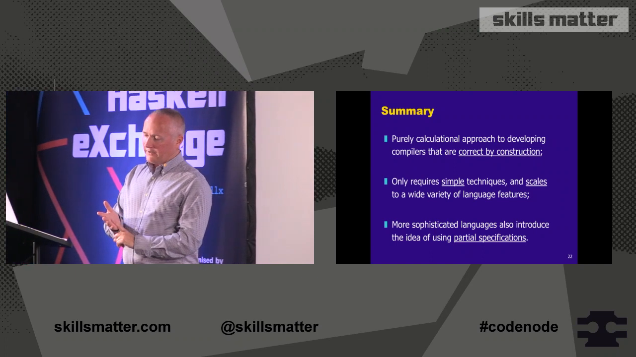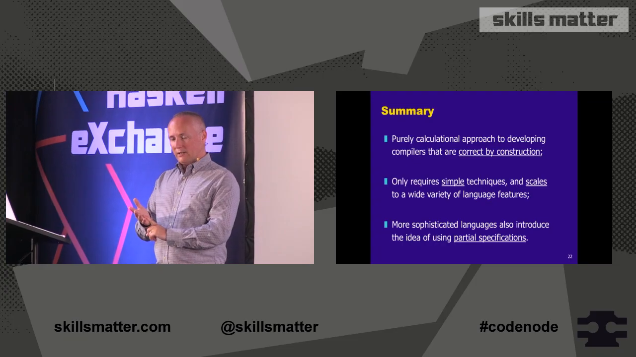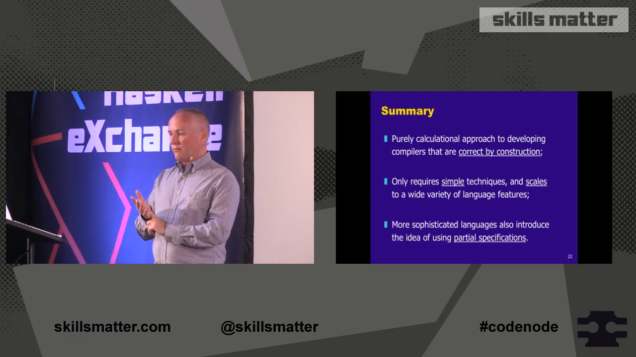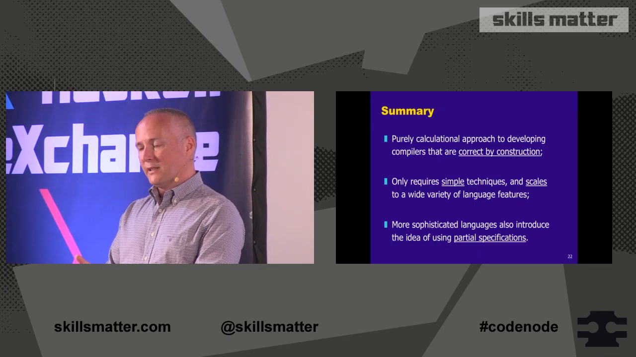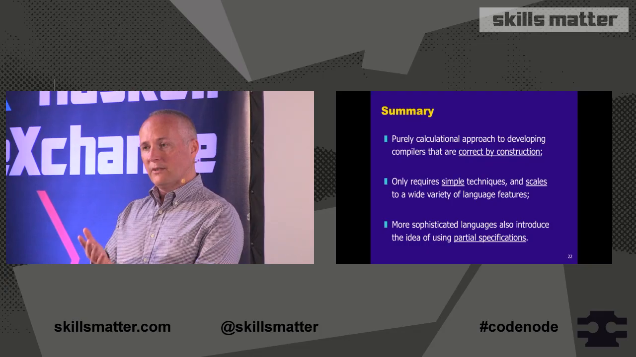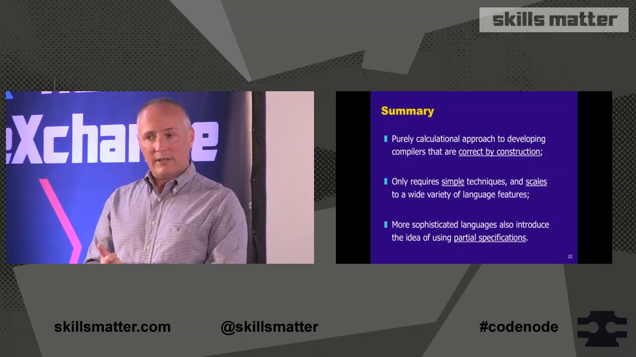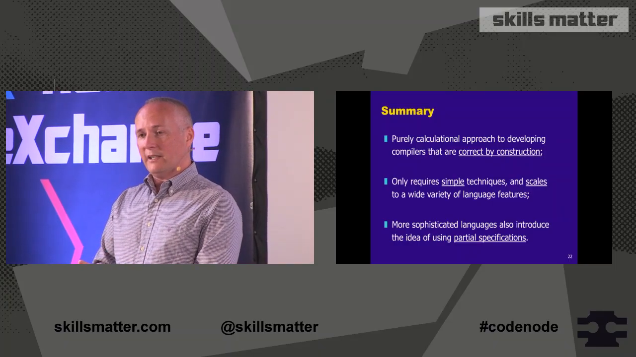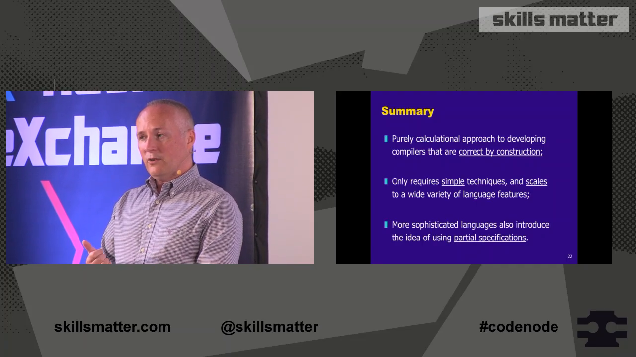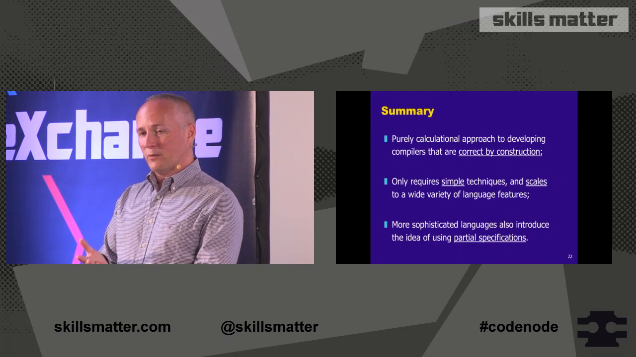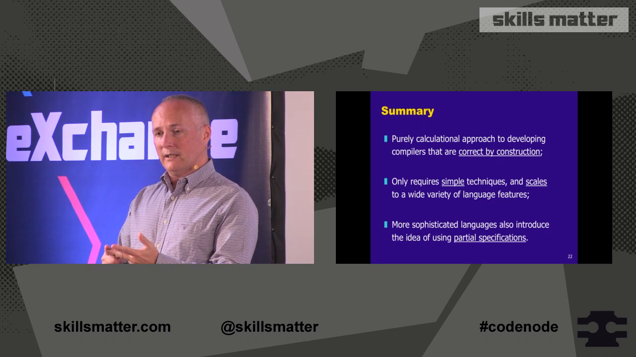So just to kind of stand back and summarize, what we've got here is a purely calculational approach to developing compilers which are correct by construction. By correct by construction, I mean that once you get your compilers by this approach, you don't need to prove them correct because they're correct by the way that you make them. Okay? It only requires simple techniques. No fancy types, no fancy machinery, just simple equational reasoning. In fact, all you need is what's sometimes called the holy trinity of functional programming: recursive types, recursive functions, and induction. That's all that you need here.